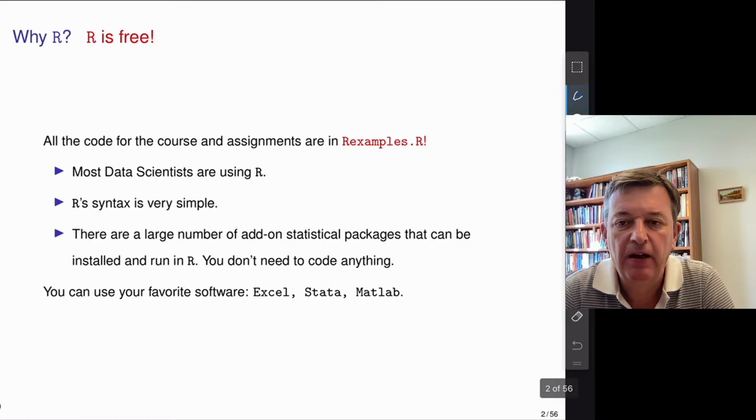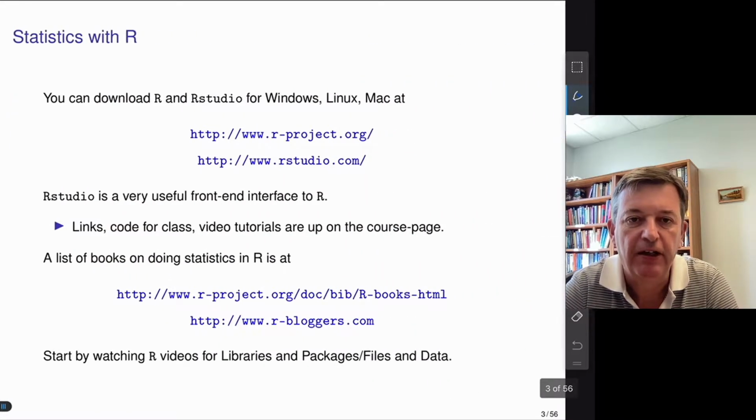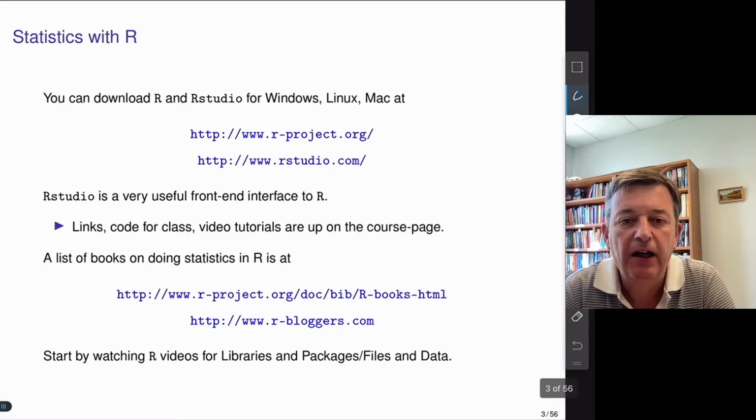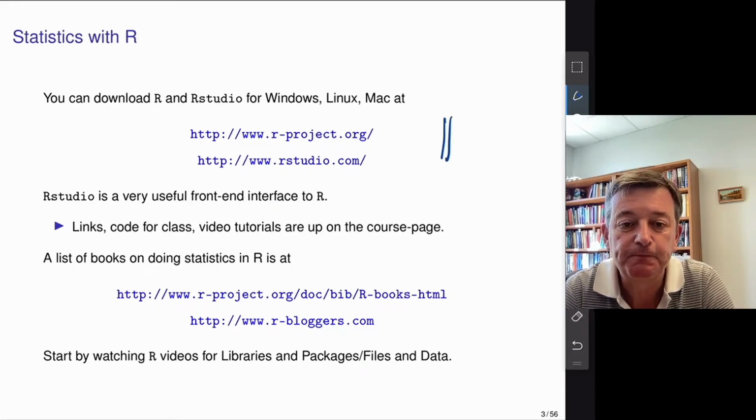First of all, most data scientists use R, an open source package with a lot of people having written programs for R. So I suggest you download R and RStudio and use this to do your data analytics. Here are the links to download R. As I said, RStudio is a nice interface to put on top of R.